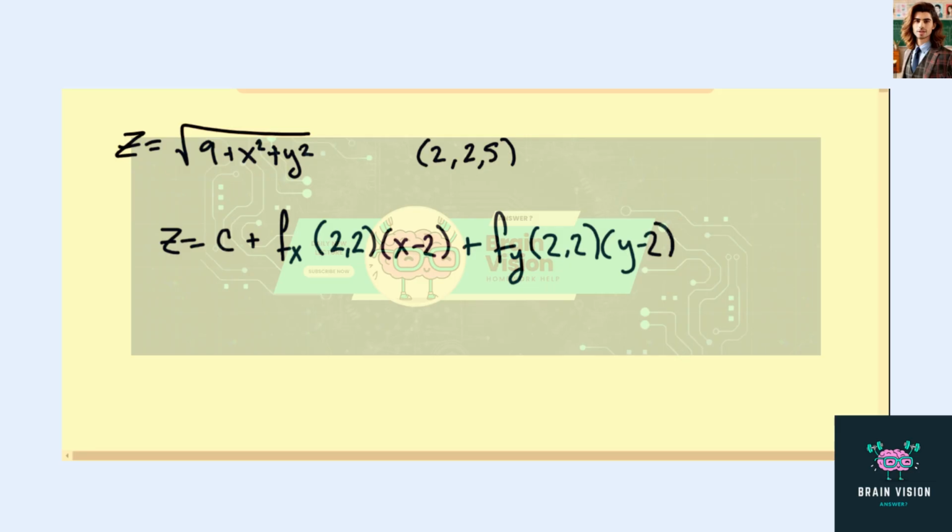You may have also seen this written as z minus c is equal to all that stuff, if we were to subtract c from both sides. Either one is correct, but sometimes it helps to think of it that way when we have these x minus a, y minus b components here. So really the trick is to figure out these partial derivatives.